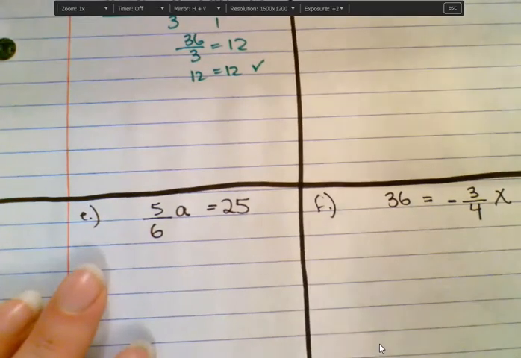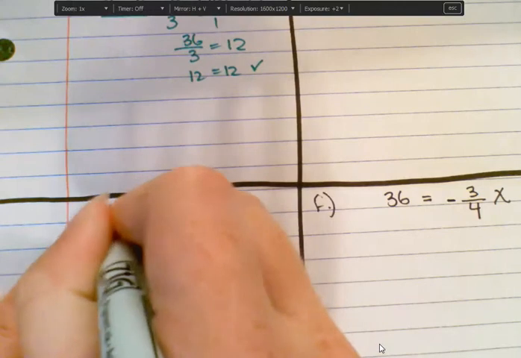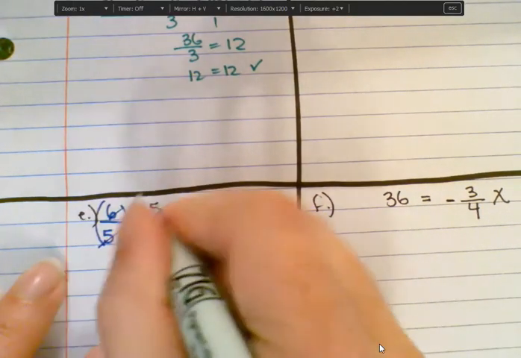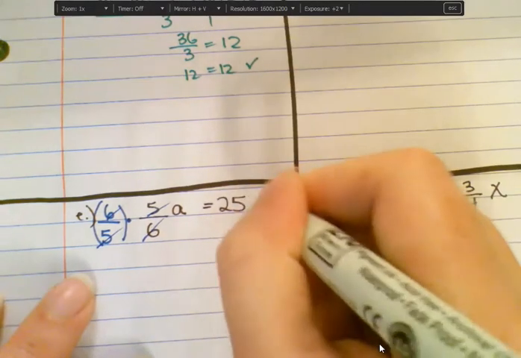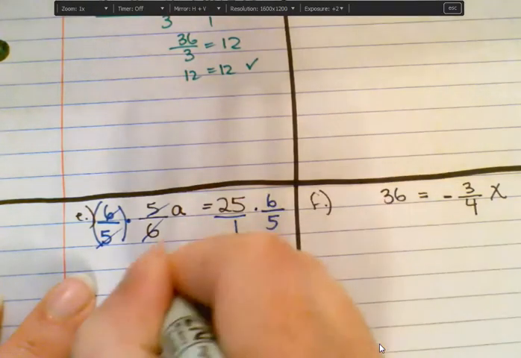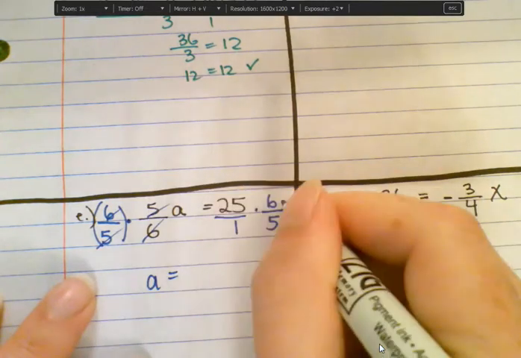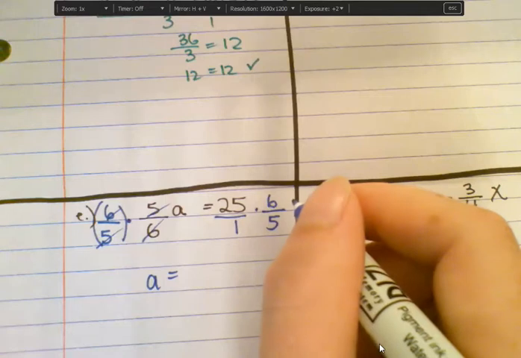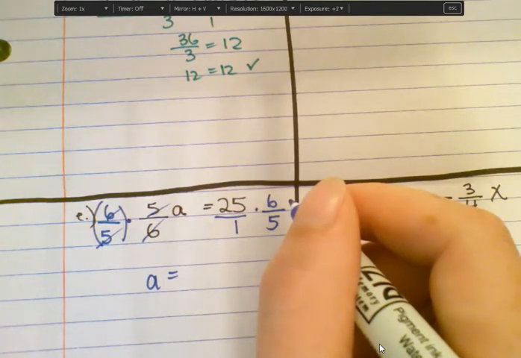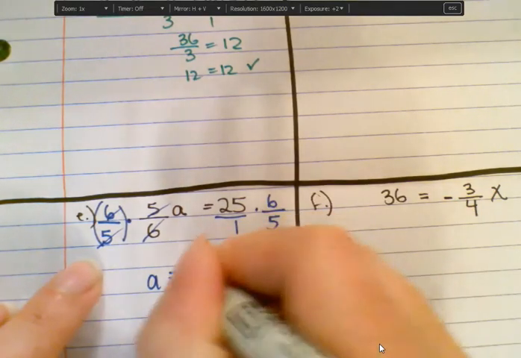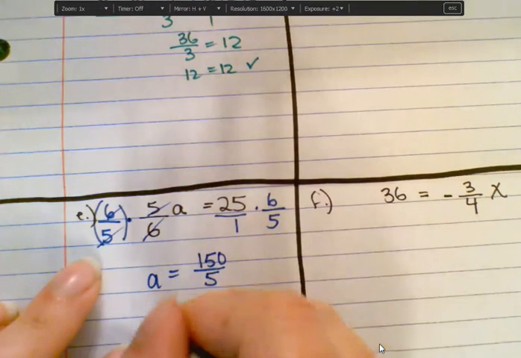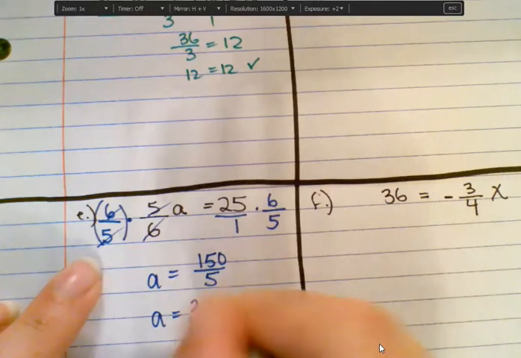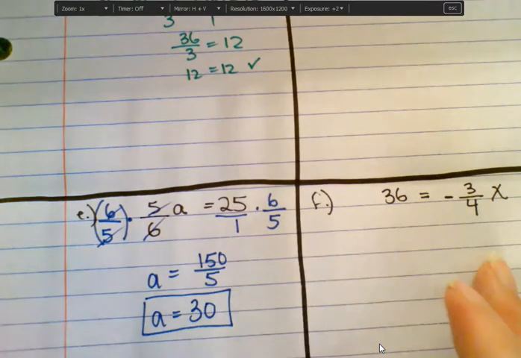All right, letter E, you want to multiply by the reciprocal. So remember that means 6 goes on top, 5 now goes on the bottom. The 6s get crossed out and the 5s get crossed out. Multiply by 6 over 5. Remember when we multiply fractions, we multiply across the top and then across the bottom. So let's see, 25 times 6 is going to be 150 over 5. And then 150 divided by 5 is going to be 30. Make sure you show a check that your answer is correct.